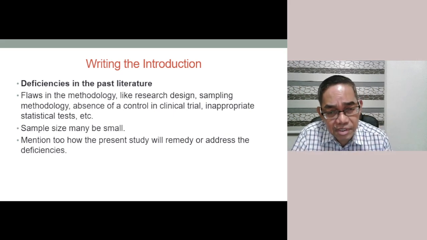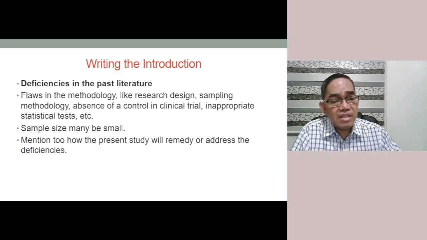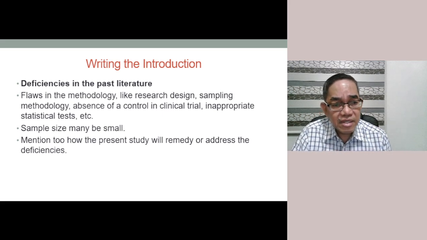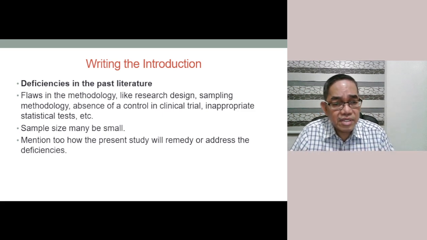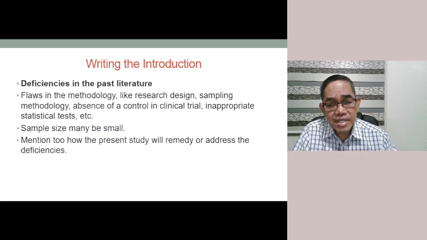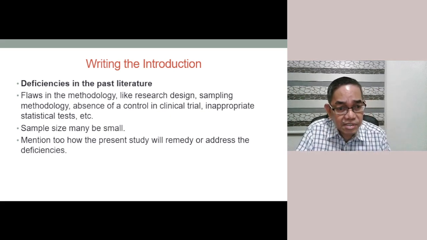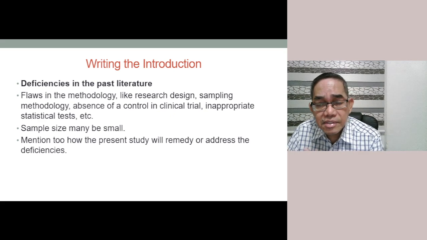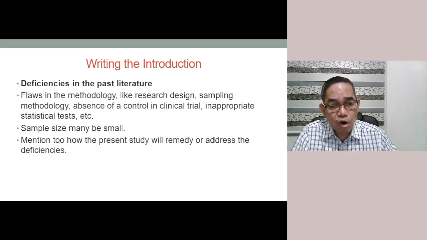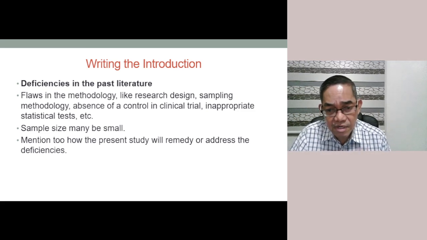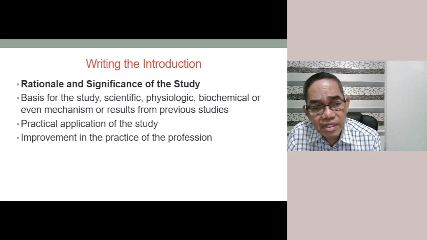There can be flaws in the methodology of the previous study, like the research design. It didn't use a good research design. The sampling methodology, it didn't use a scientific sampling methodology. There is absence of control in a clinical trial or inappropriate statistical tests. Previous studies may also have small sample size, and then mention how your present study will remedy or address these deficiencies. And then the rationale and the significance of the study.